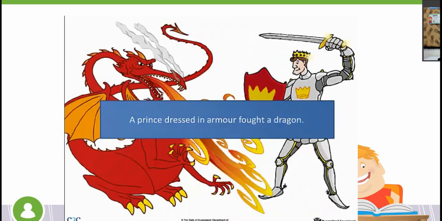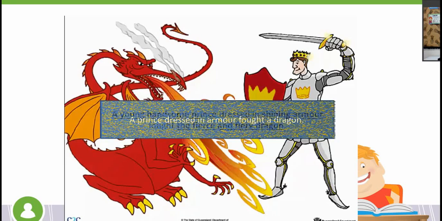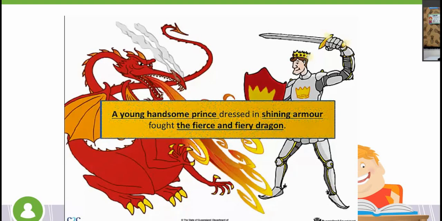Any information you have collected in note form in a character profile can be expanded when you turn it into sentences. The best way to expand your sentences and make them interesting and full of information and detail for the reader is to add words to describe the noun. A young handsome prince dressed in shining armour fought the fierce and fiery dragon.